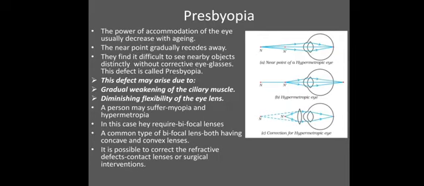Such people often require bifocal lenses. A common type of bifocal lens consists of both concave and convex lenses, as the name suggests. The upper portion consists of a concave lens, which facilitates distant vision, whereas the lower part is a convex lens, which facilitates a person to see nearby objects clearly.